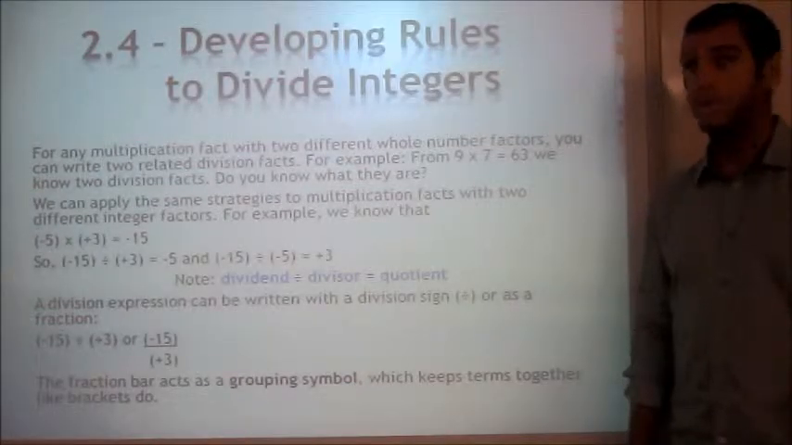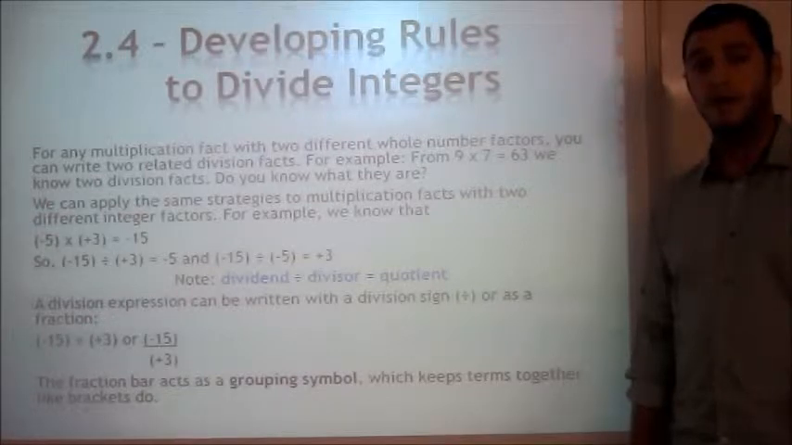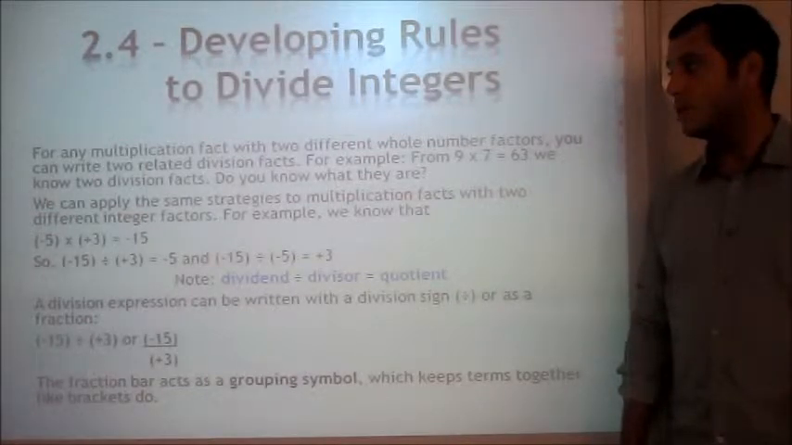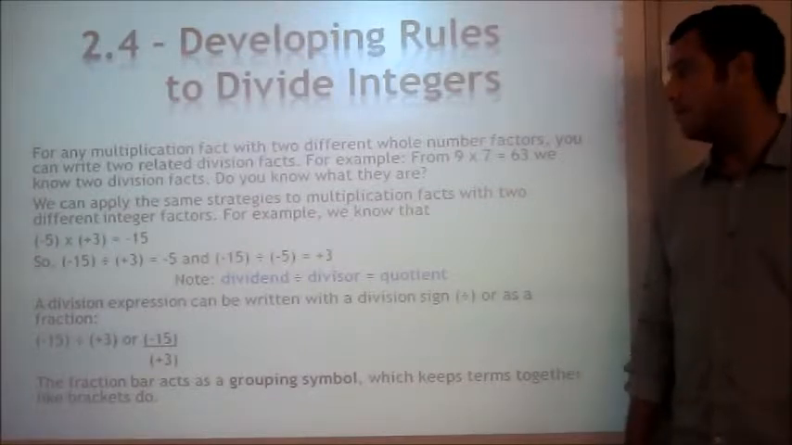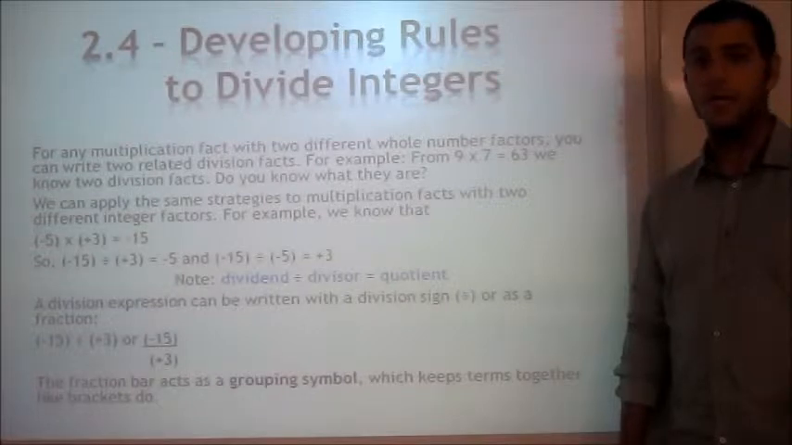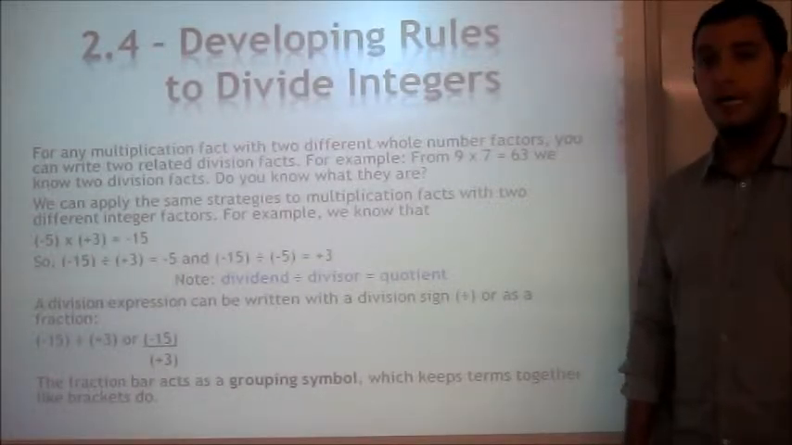Topic 2.4, Developing Rules to Divide Integers. For any multiplication fact with two different whole number factors, you can write two related division facts. And the reason we can do this is because multiplication and division are inverse operations. They undo each other.